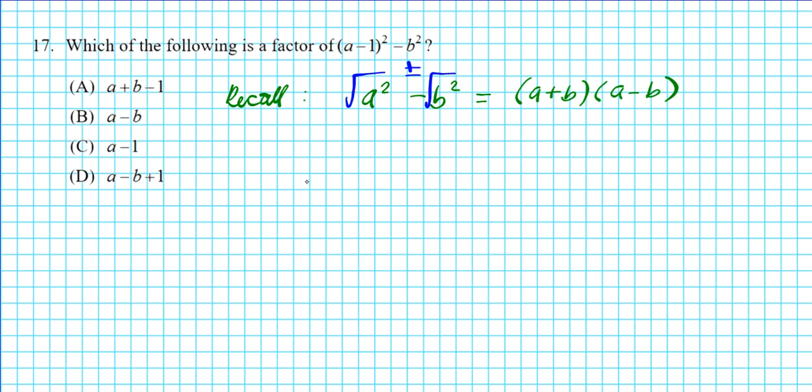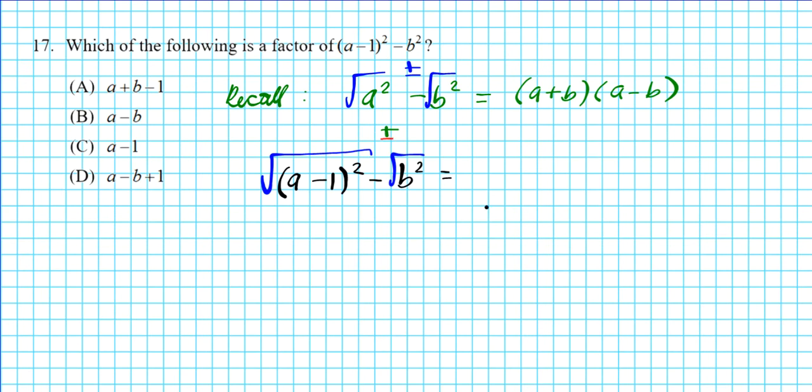The first term is a quantity, so we can still apply the same principle here. We have a quantity a minus 1 squared, that's your first square, minus b squared. To factor this, we'll just take the square root of the first term, which is a squared quantity, and the square root of the second term. And we'll express the roots as a sum and a difference.